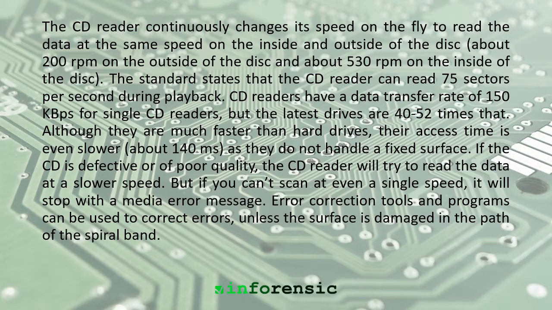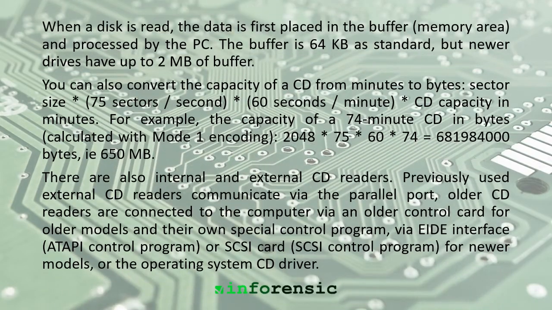If the CD is defective or of poor quality, the CD reader will try to read the data at a slower speed. But if it can't scan at even a single speed, it will stop with a media error message. Error correction tools and programs can be used to correct errors unless the surface is damaged in the path of the spiral band. When a disc is read, the data is first placed in the buffer, a memory area, and processed by the PC. The buffer is 64 KB as standard, but newer drives have up to 2 MB of buffer.